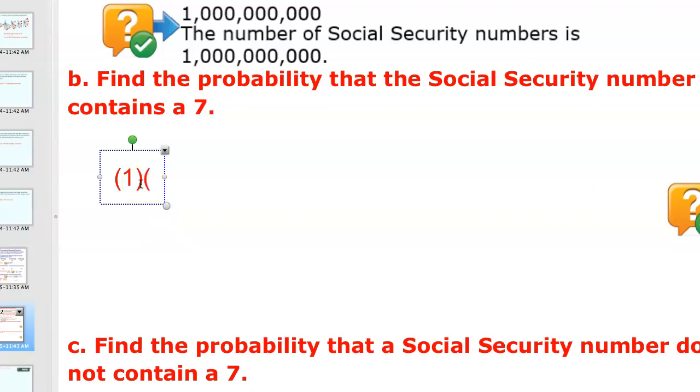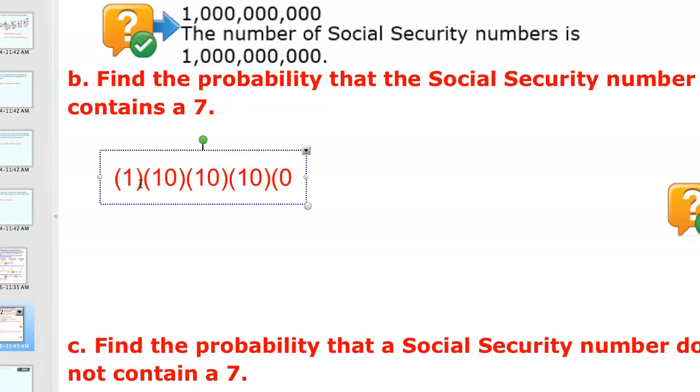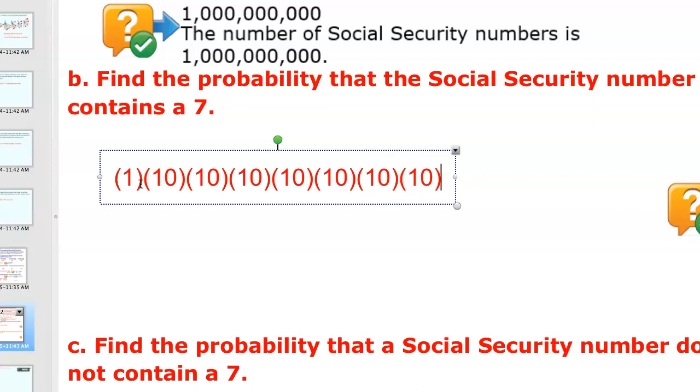Well, for the second number, it doesn't have to be a 7. It could be any 10 digits. So that means we need 8 10s because there are 8 other numbers in your Social Security that can be any number, including 7. It just says it needs to contain a 7, so that means one 7. One, 2, 3, 4, 5, 6, 7, 8.